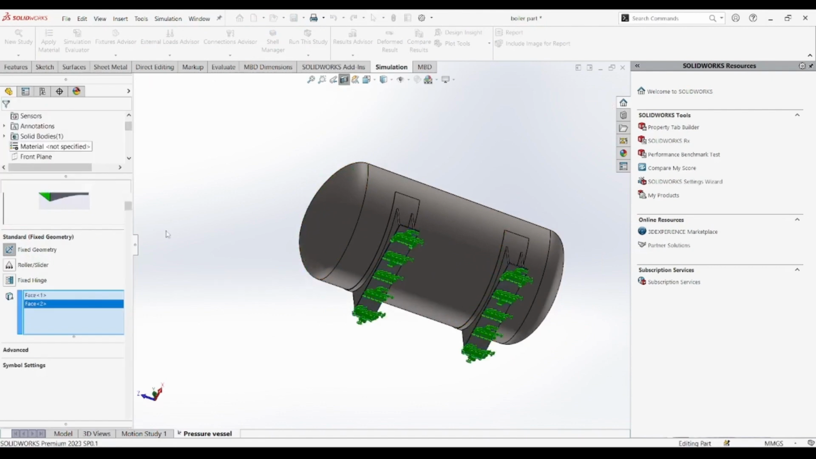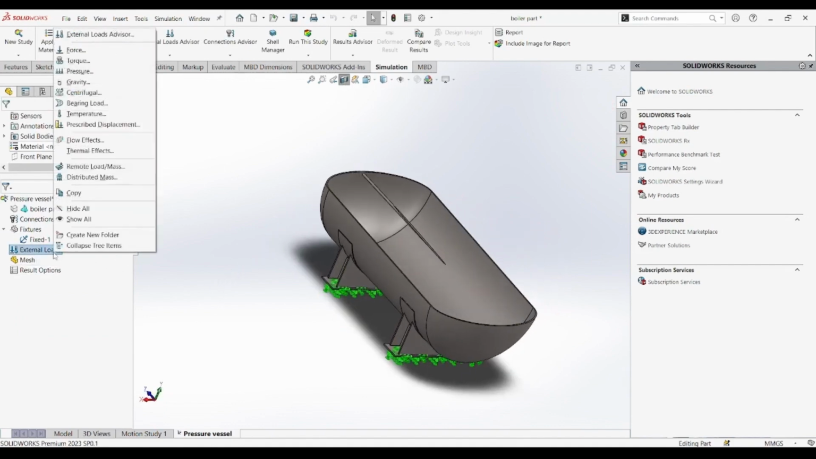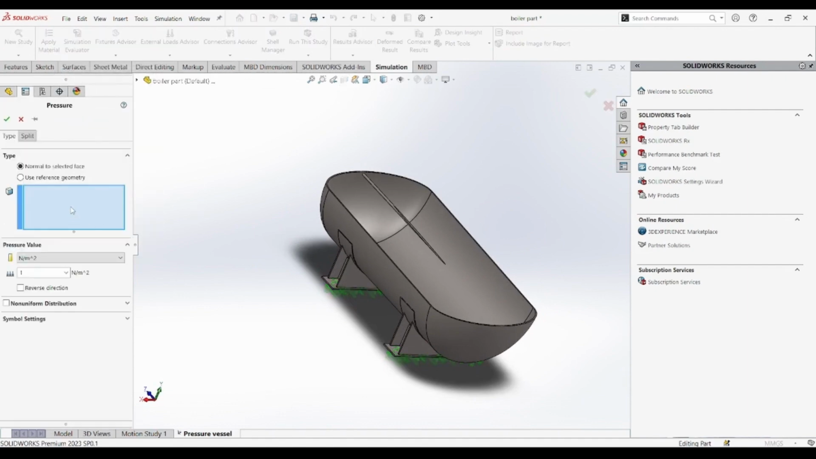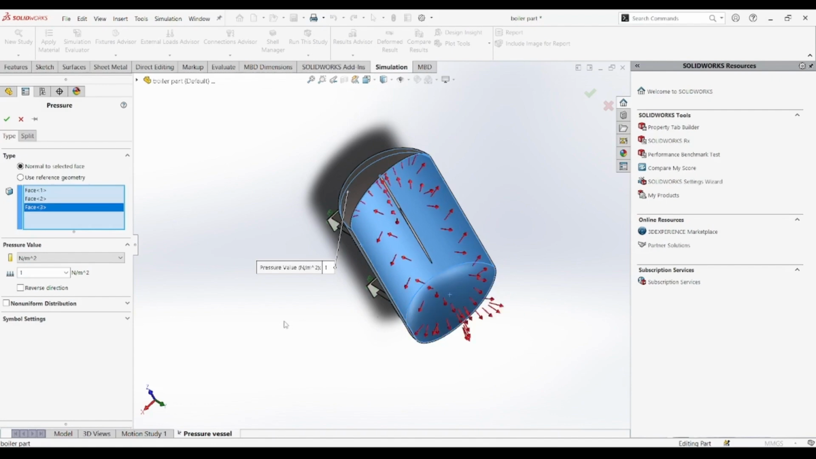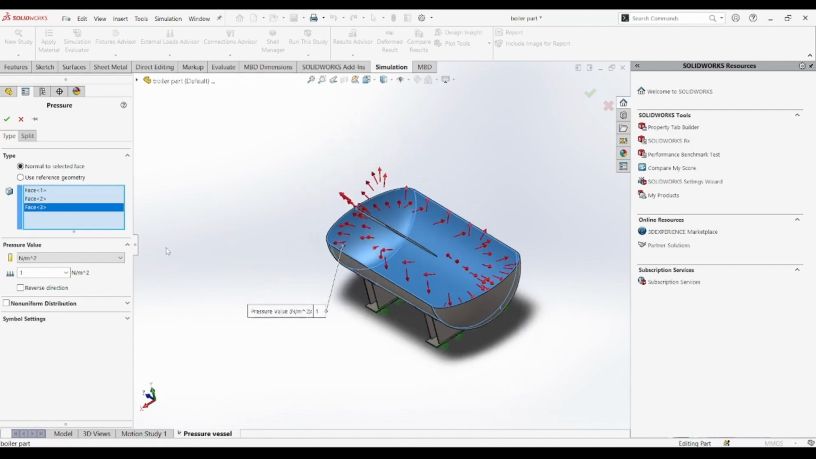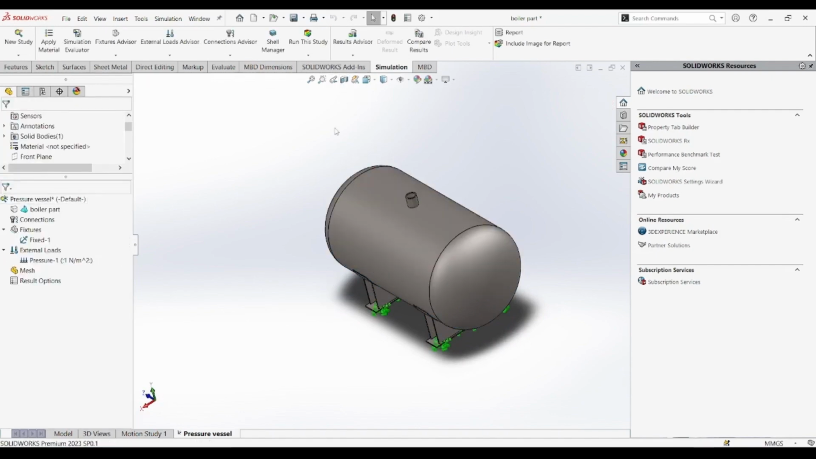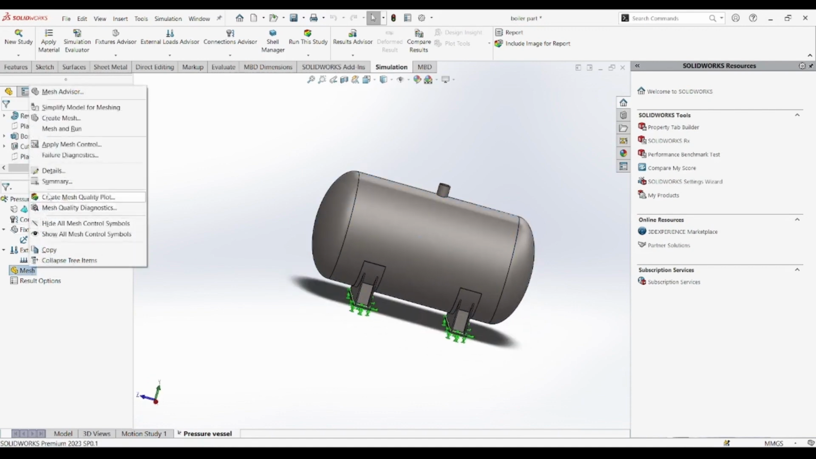The von Mises stress distribution is analyzed to identify high-stress regions, ensuring that the maximum stress values remain within the material's allowable stress limits as defined by industry standards such as ASME BPVC. Displacement results help assess whether excessive deformation could lead to operational failure, while the factor of safety, FOS, is evaluated to confirm the vessel's reliability under the given loading conditions.